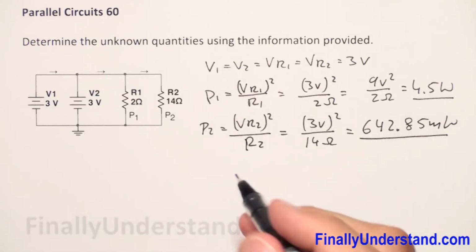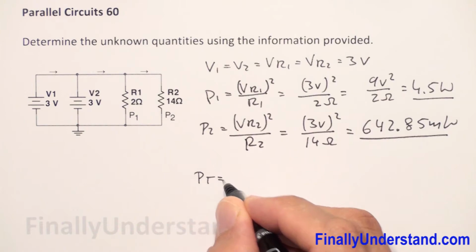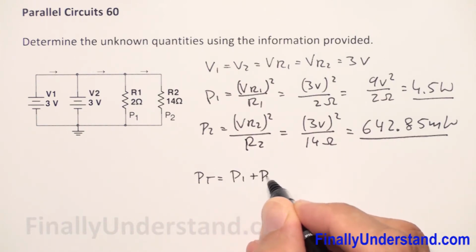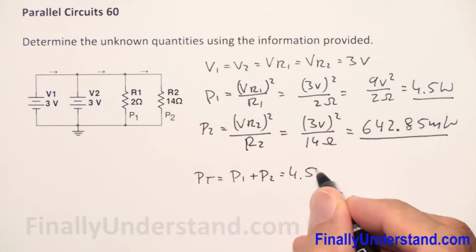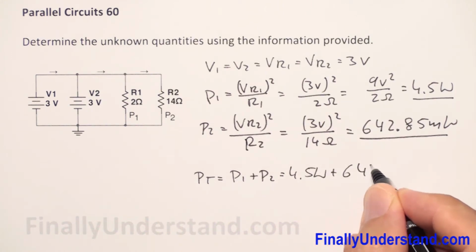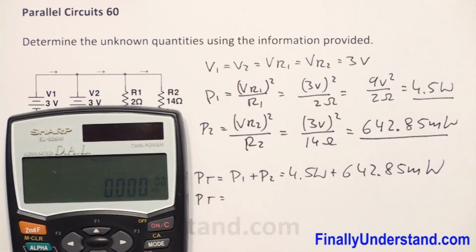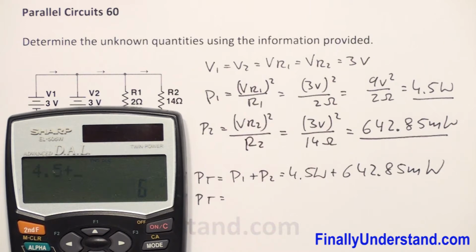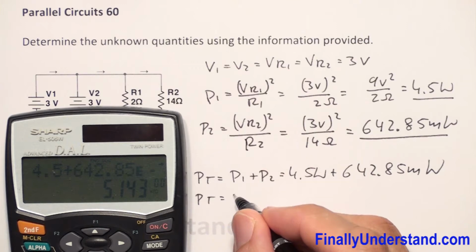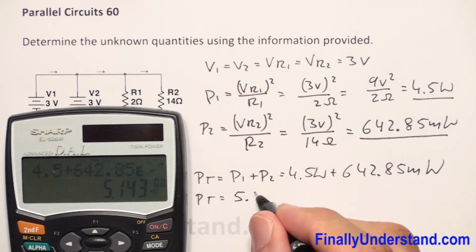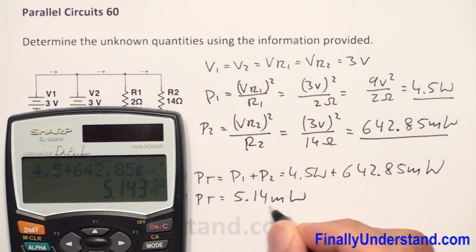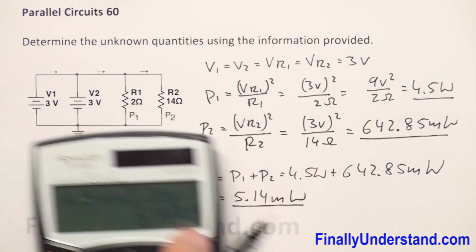Okay, so if I want to find, let's say, P total is equal P1 plus P2. 4.5 watts plus 642.85 milliwatts. So P total is equal 4.5 plus 642.85 exponent 3 negative is equal 5.14 watts. This is my total power.